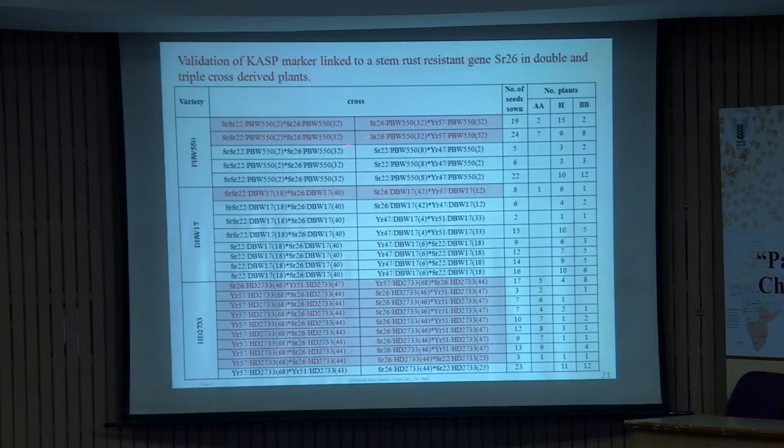Wherever SR26 is coming from both the parents, you get this one, AA. Okay? And wherever it is not coming from both parents, you will not get homozygous resistant. That means this marker is exactly going with the trait of your interest.